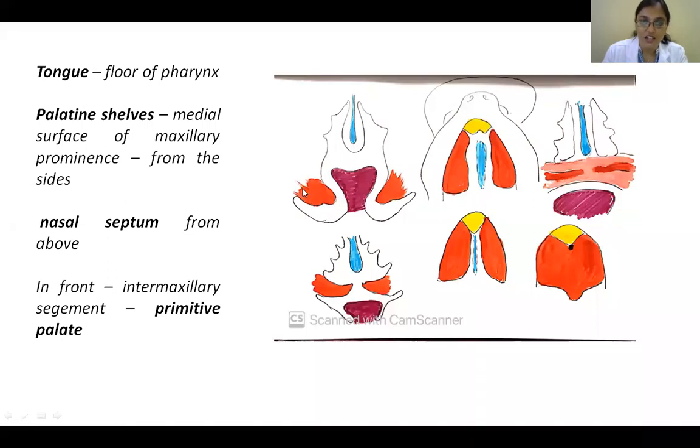They have started, and they are going downwards because there is no way these two can meet when such a big tongue mass is there. So initially the palatine shelves are directed obliquely downwards. Then with the development of the lower mandible, it drops down and the tongue also lowers, as if somebody hits the tongue and says go down. Now the obliquely going shelves become horizontal.